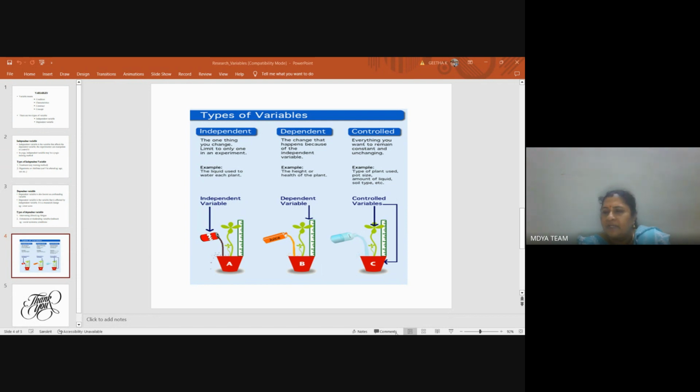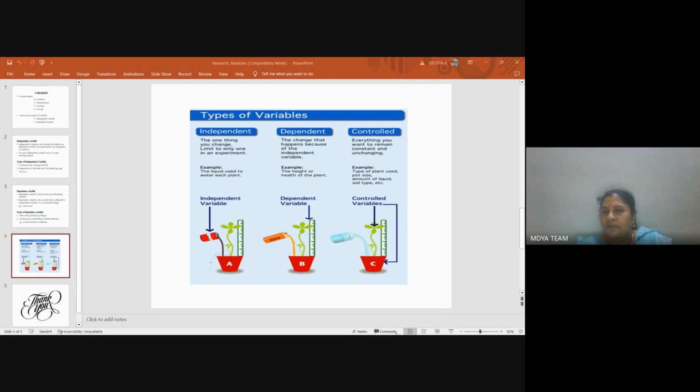Controlled will come in literature research or history research, archaeology research, like that, because in the therapeutic area, we have dependent and independent only. The independent is the one that is going to influence the dependent one, and the dependent is the one that is getting manipulated because of the treatment that is given to the patient. So generally in the therapeutic area, a controlled variable will not come.